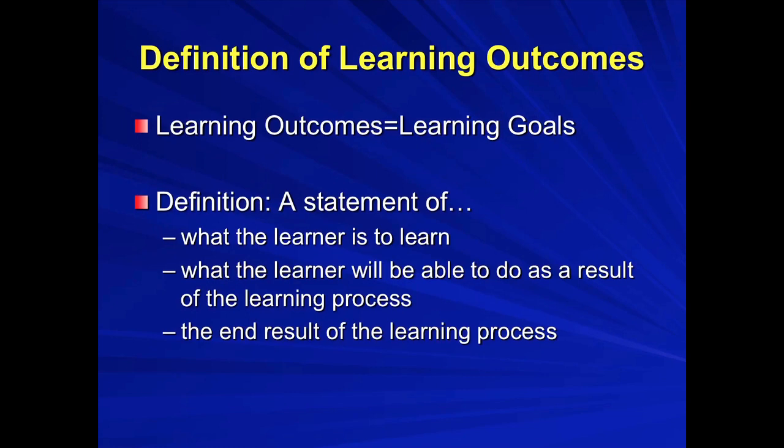So what do we mean by an intended learning outcome or a learning goal? Well, basically it's a statement of what the learner is to learn. Again, the emphasis right back on the learner. What's the learner going to learn? What will the learner be able to do as a result of the learning process? Or another way to say it is, what's the end result of that learning process? And that's why we called this, thanks to Corey's clever titling, beginning at the end. So we're always saying, at the end of this, what will the learner be able to do, know, understand? We're going to talk about what some of those outcomes could be as we go along.